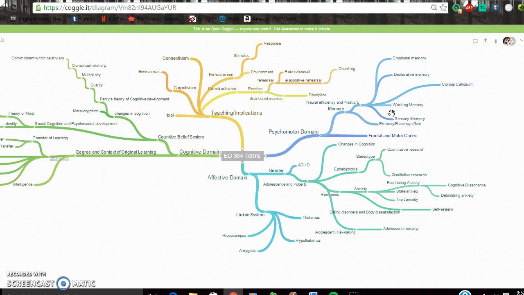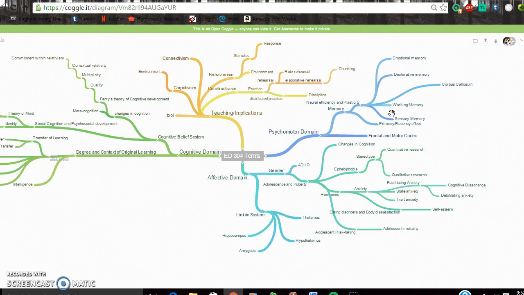So the psychomotor domain, there's a lot of different parts that go along with it. I'd like to mainly focus on the frontal and the motor cortex. The motor cortex itself is a narrow band across the top of the brain. It goes from ear to ear, and it processes voluntary movement. So it's the movement that we physically and mentally make.